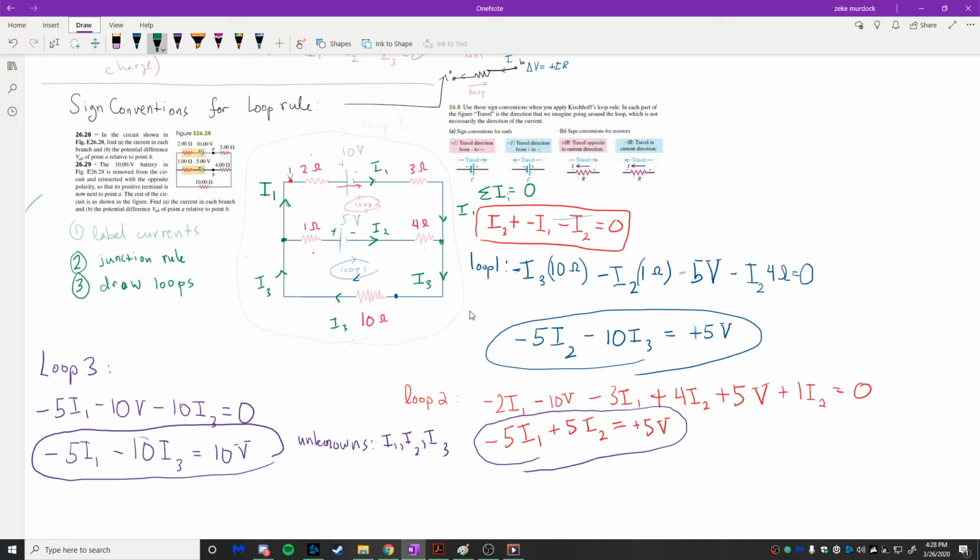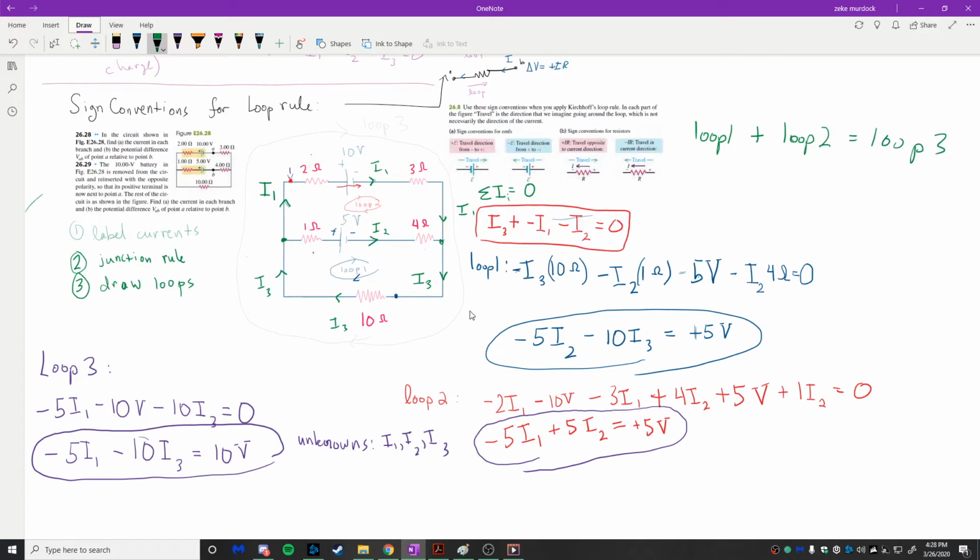No, not exactly. Yeah, exactly. Can you guys see that? I'll put it up here. If I take loop one plus loop two, I think it's equal to loop three. Do you guys see that?